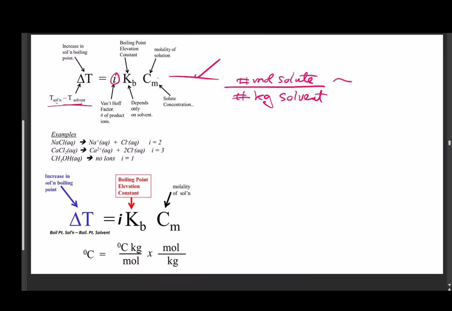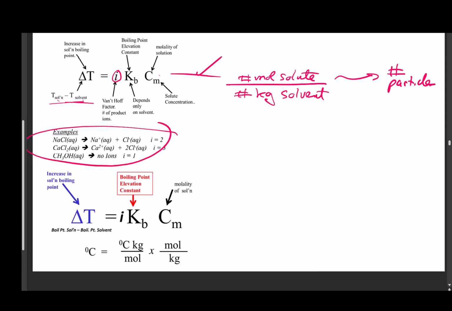So number of moles is proportional to number of particles. So the more concentrated a solution is, the higher the molality, and the larger is the increase in boiling point. So as for i goes, if you have a covalent compound, you can assume it's not going to ionize. An example would be carbon compounds.